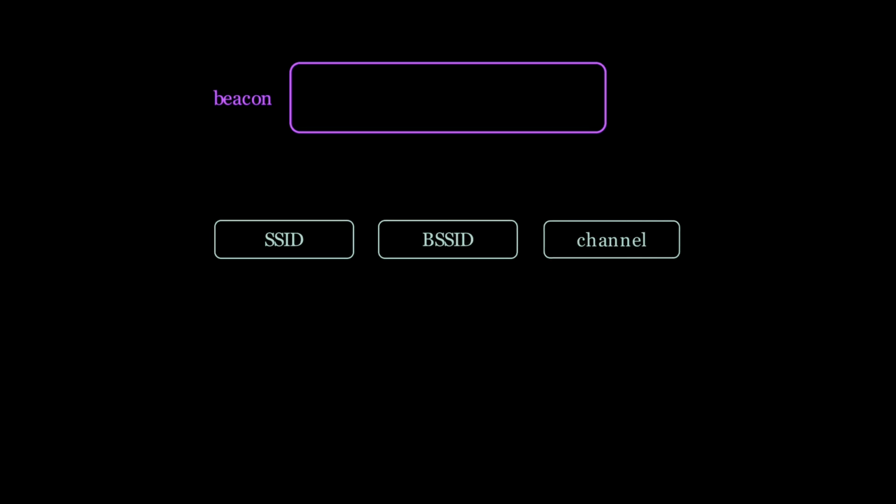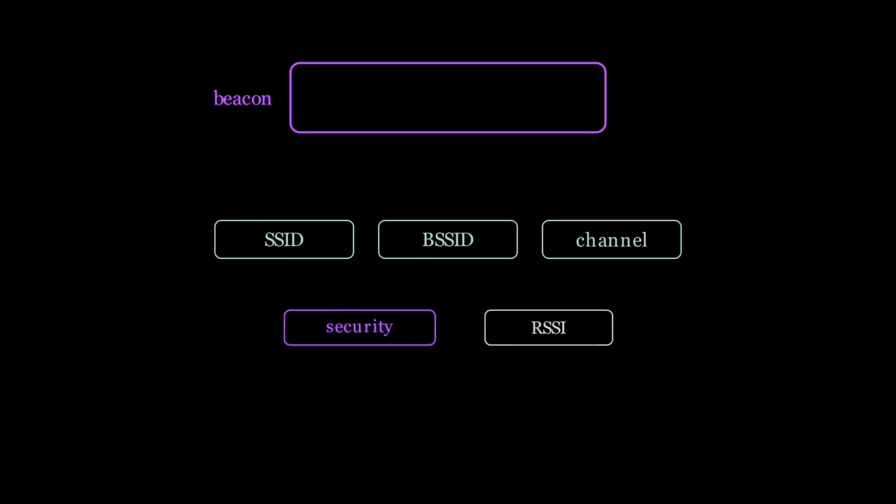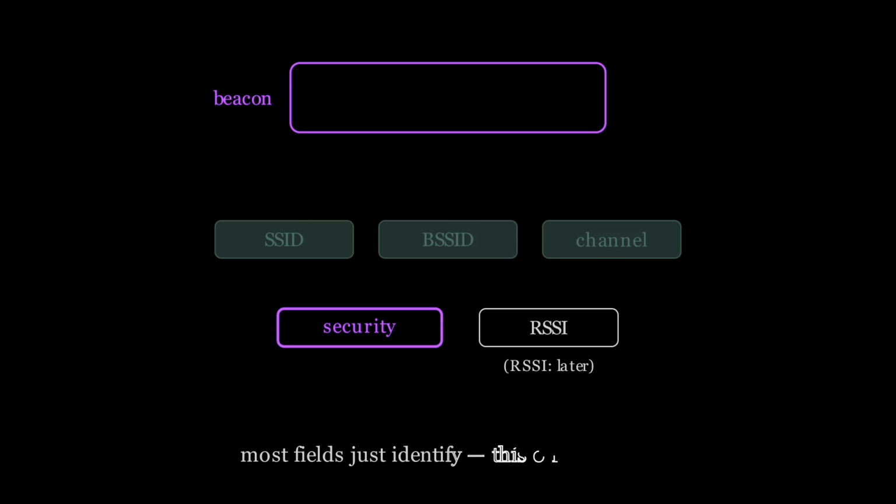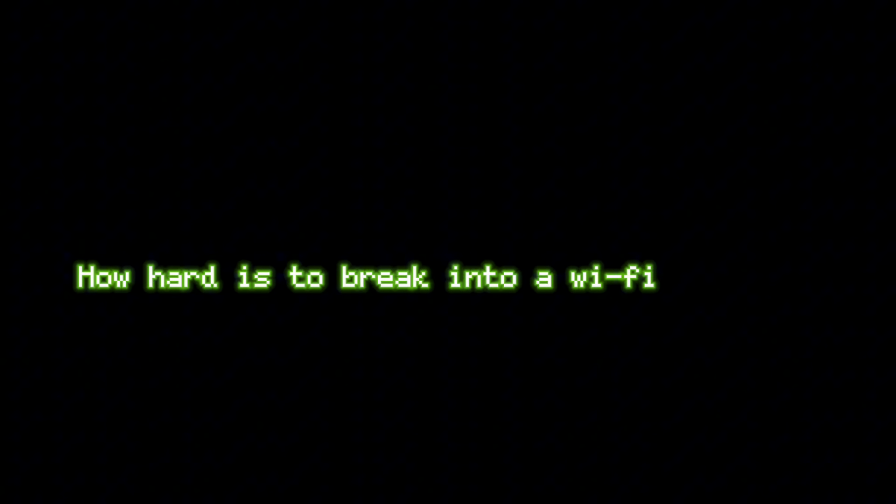Most fields just identify the network, but one of them tells us how it's protected, the security field. It's what says whether a network is WPA2, WPA3, open, and also the type of connection. And that is the one worth reading closely. If an attacker wanted in, how hard would it be? So I turned that answer into a color, a traffic light, right on the screen. Red, open or WEP. Open means no encryption at all. That means anyone nearby can read your traffic.